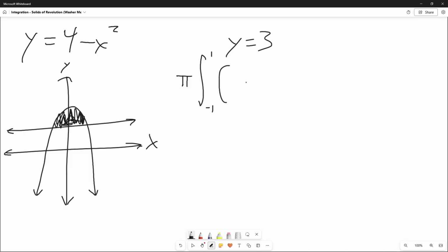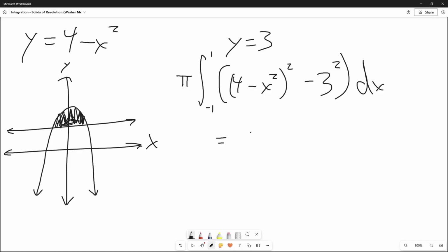And to figure out what's your f of x and your g of x, or what function you need to subtract from the other, just take the one on the top in your area and then subtract the one on the bottom. The one on top in this question is 4 minus x squared. So 4 minus x squared, minus 3 squared, dx. Then you can plug that into your calculator or use the fundamental theorem of calculus, but you should get 136 pi over 15 units cubed as our final answer.